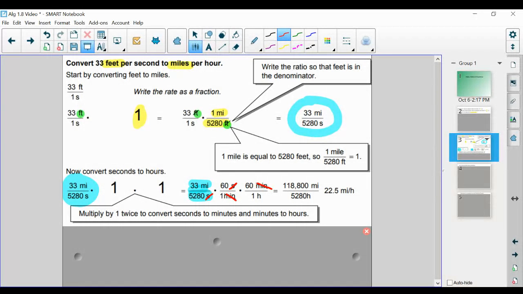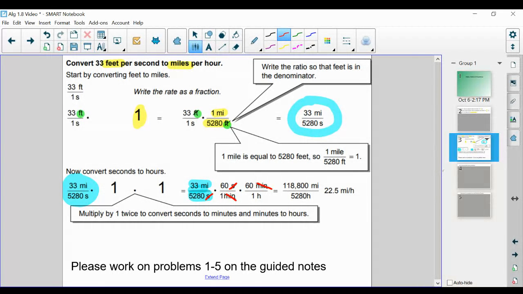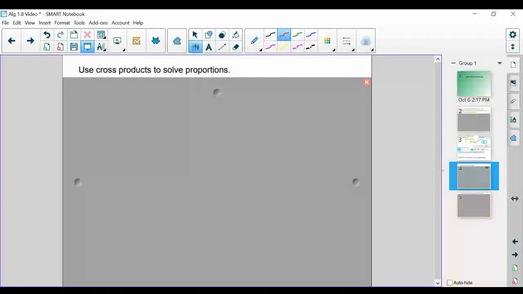per hour. And again, I know it looks like a lot because there's a lot at the same time. Once we start to break it down and do one conversion at a time, we're going to find the process is going to be a little bit easier. So with that in mind, please work on problems 1 through 5 on the guided notes and resume when you're ready to move forward.